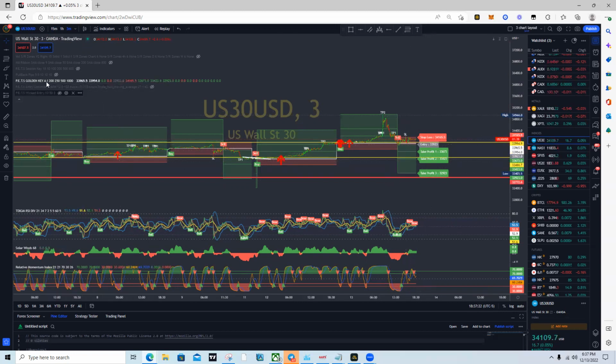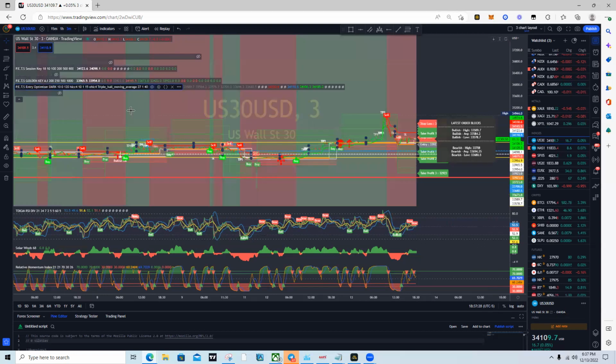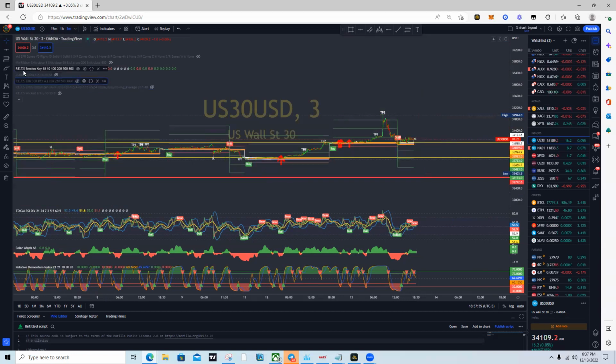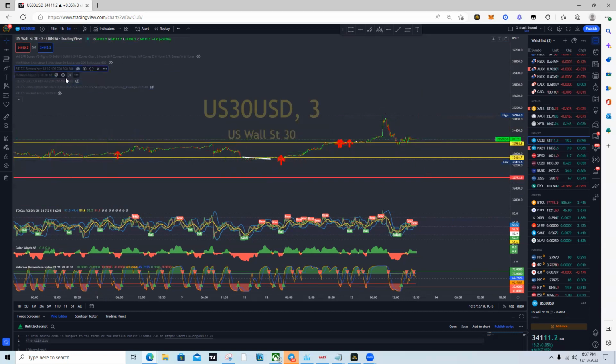You can still pull up the golden key tool, see where it's at, pull up your session key tool, see where it's at, pull up your entry optimizer, see what the trend is doing, and you can take advantage of the trade. But if you're not looking at it, you can at least have your Telegram connected to where you get the alert for a signal.